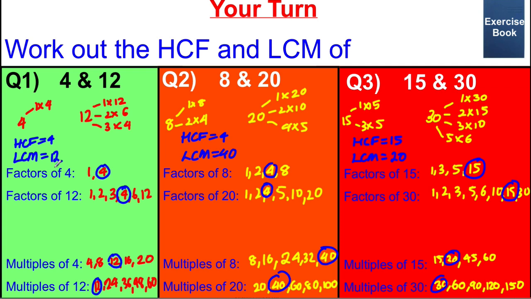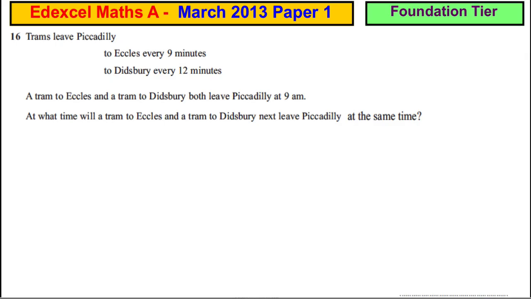Okay, so lastly we're just going to finish off with an exam style question. Here it is. It's talking about trams leaving Piccadilly, and they go to Eccles every 9 minutes and Didsbury every 12 minutes. A tram to Eccles and Didsbury both leave at 9 AM. When do they leave again at the same time? I'll let you have a think about this and see how this links to what we've just done. In 10 seconds I'll show you the answer.